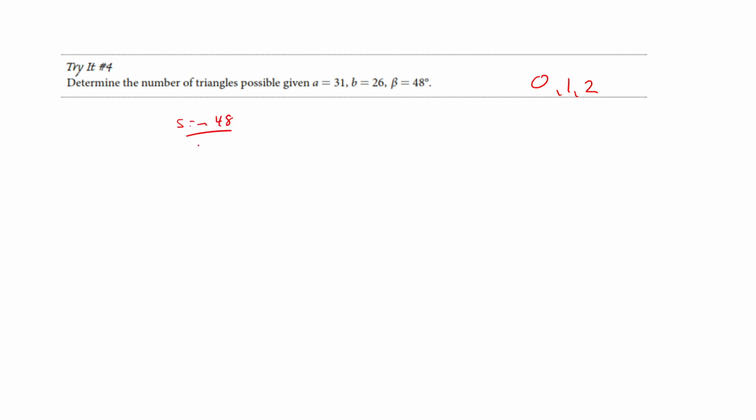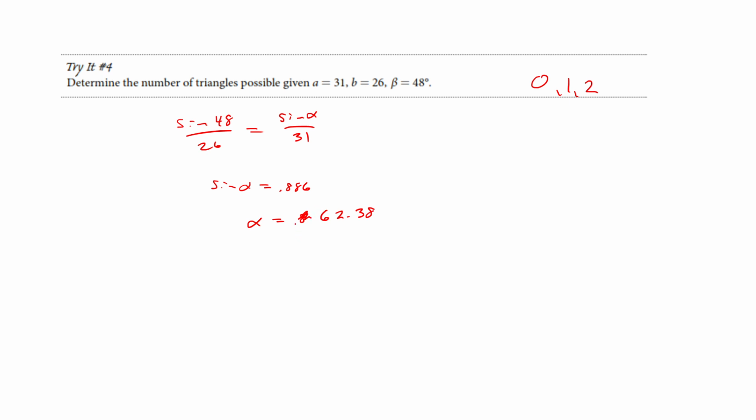I've got sine of 48 over 26. I've got sine of alpha over 31. And now let's solve this. So I'm going to do sine of 48 divided by 26. Now I'm just going to go ahead and multiply it by 31. So I'm going to get sine of alpha equals 0.886. I just did all the algebra, multiplied by 31. Now let's inverse sine that, and let's see what we get. I get an angle equal to 62.38.